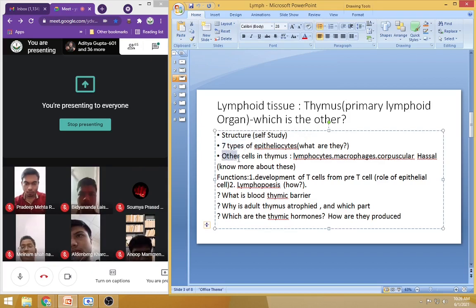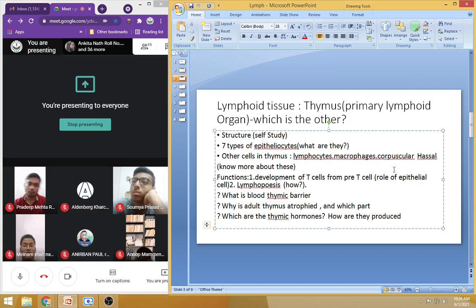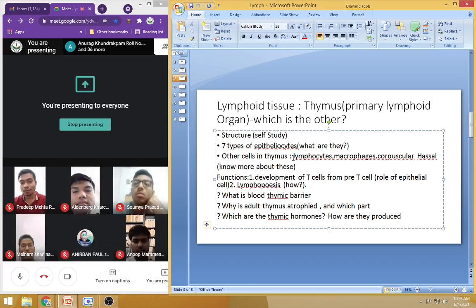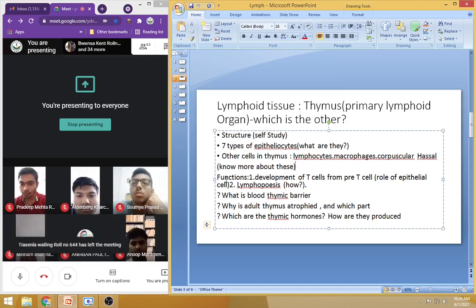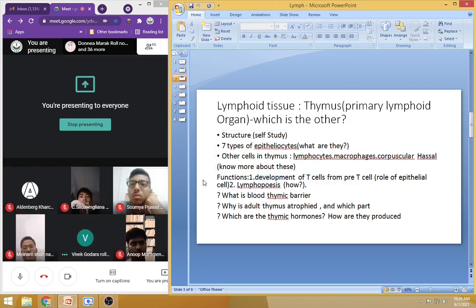So what other cells do they have apart from epithelium? They have lymphocytes, which they generate and process. They have macrophages, okay? They have Hassall's corpuscles, right? And you have to know more about these. Have you done lymph organs in histology? Anyone? Please unmute and tell me. What are the functions of this lymphoid tissue? Development of T cells and development of B cells? No, ma'am. No? Then you can ask your teacher.